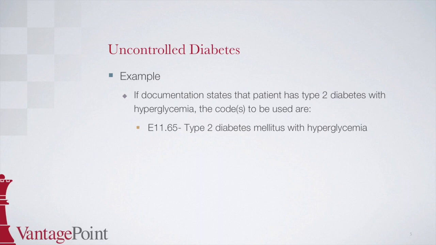The answer is E11.65, type 2 diabetes mellitus with hyperglycemia. This code can be found by going to diabetes in the alphabetic index, then finding the phrase type 2. You would then find the word with indented below type 2, and there's a term for hyperglycemia, which points me to E11.65, which I then confirmed in the tabular.